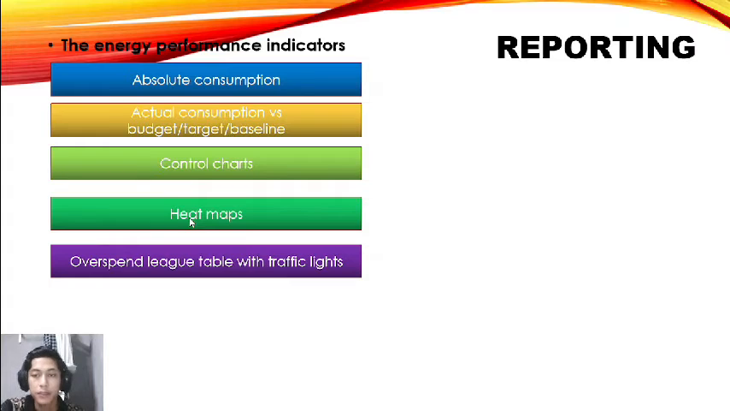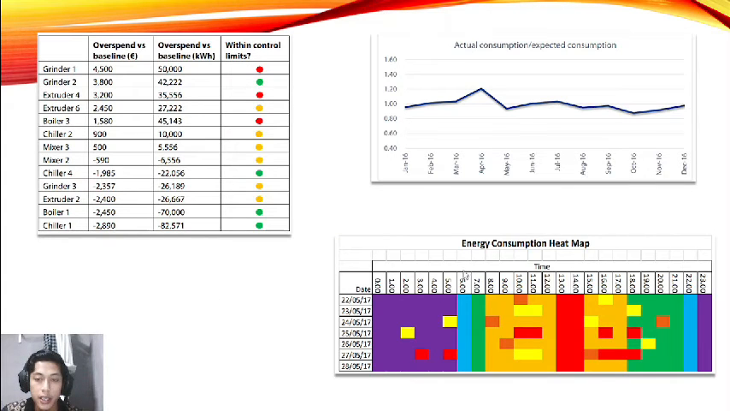Next is the heat map. The heat map is where the magnitude of the energy consumption can be coded. So this is the heat map of consumption. What we see here, the red indicates high energy consumption, and the blue indicates low energy consumption.